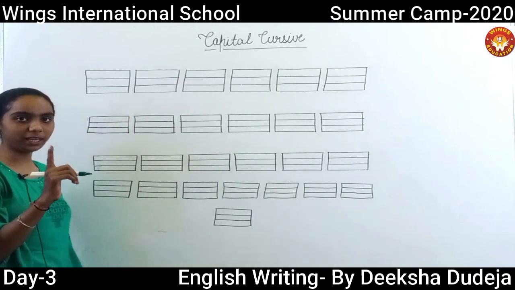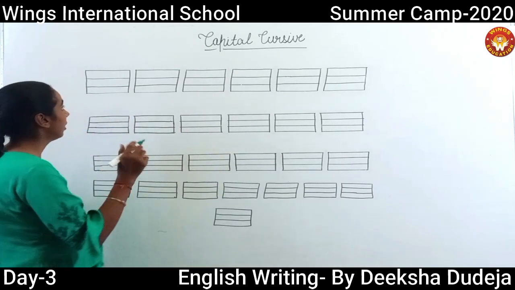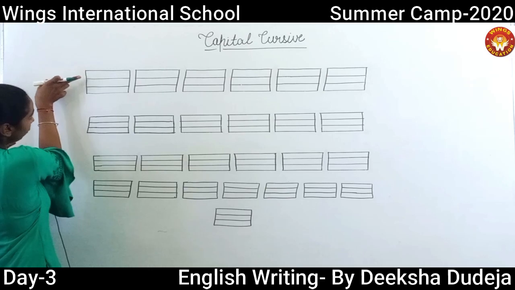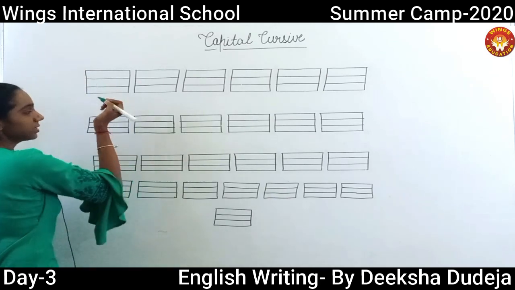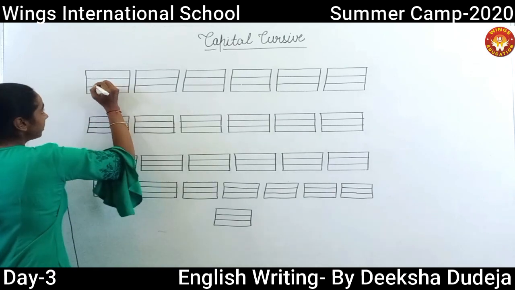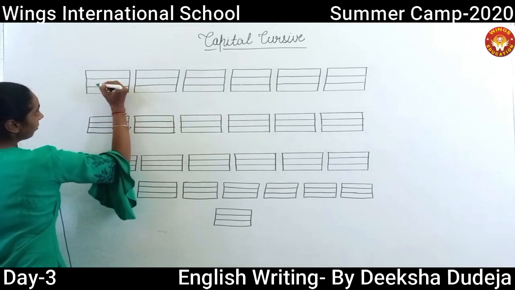स्टार्ट फ्रॉम ए एंड फर्स्ट अल्फाबेट इज ए. I have four lines. 1, 2, 3, 4. Okay. First I draw A. A start from third line. Start from third line.